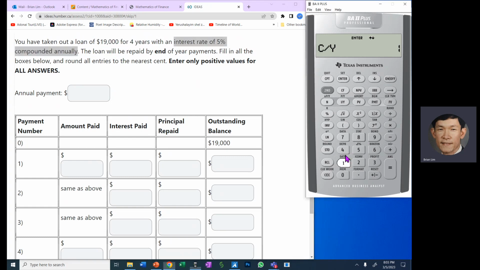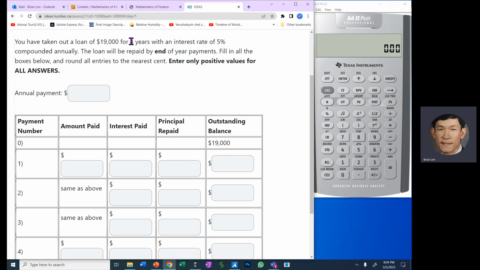So it means CY is 1, or we can always enter the value. So PY is 1 and CY is also 1. And we can come out of there by just clicking second CPT. Now what else? This loan is for 4 years. All right. So 4 second N, and N is 4. The interest rate is 5%. So 5 IY. The present value, well, the loan is $19,000.